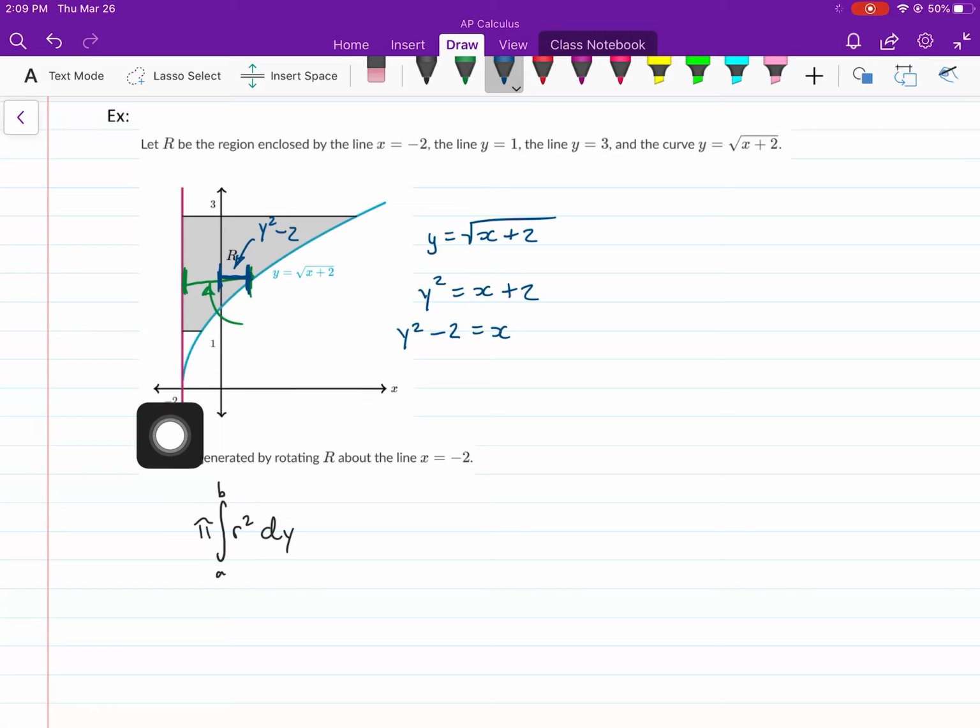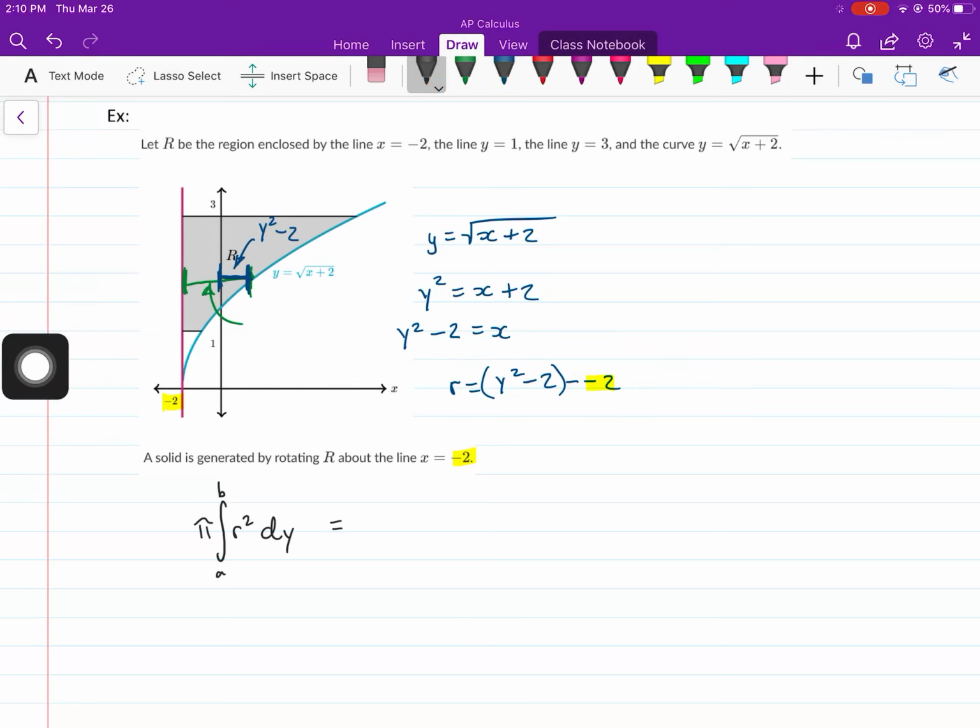Now, we need to add this -2. So we need to find that total distance from here to here. So how do we do that? Our radius is actually going to be y squared minus 2 minus -2, that -2 being this -2 right there, and the y squared minus 2 being this function up here.